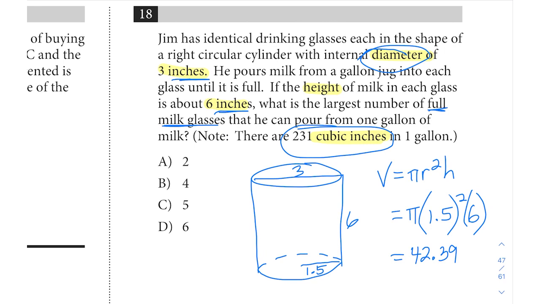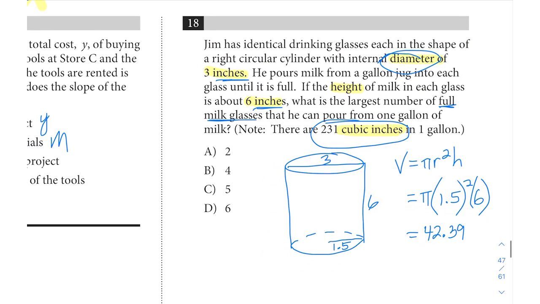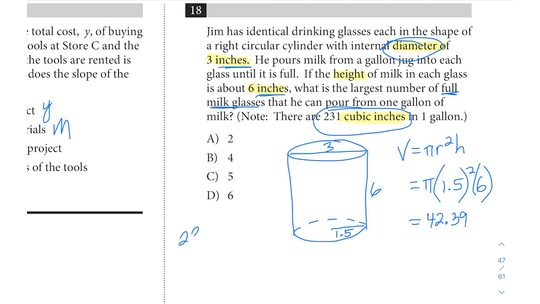Then in order for us to figure out how many there are, if we're pouring a full gallon, which means 231 cubic inches, we can use that value because everything here is measured in inches, so we know our volume is in cubic inches. So we're going to divide 231 by 42.39, and that division comes out to about 5.45.